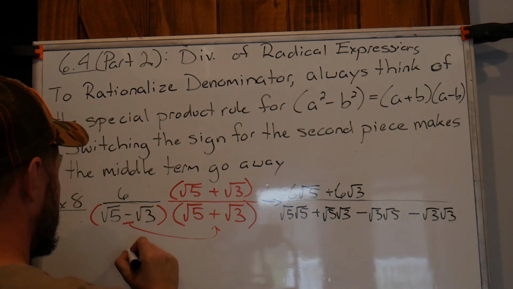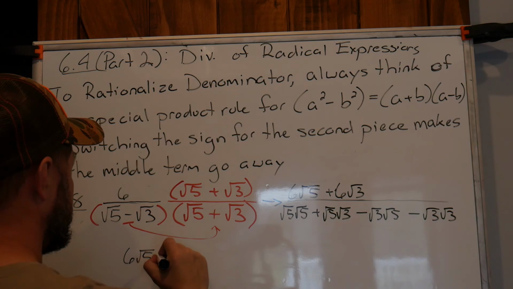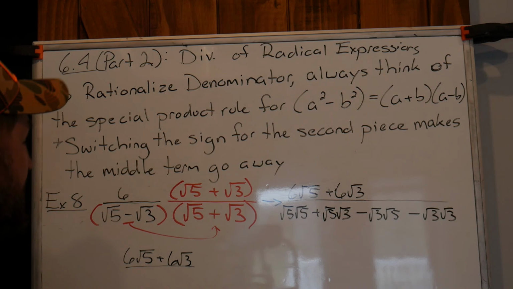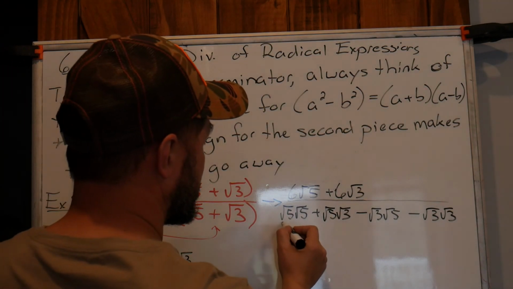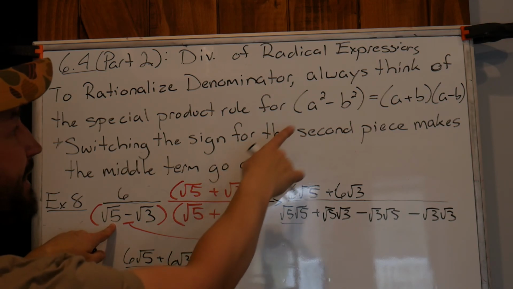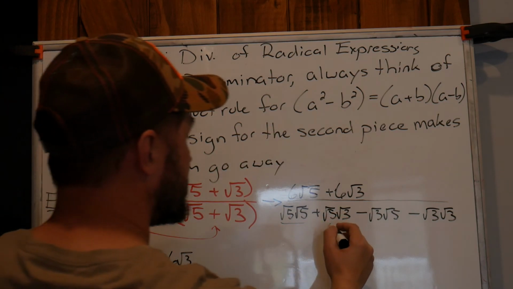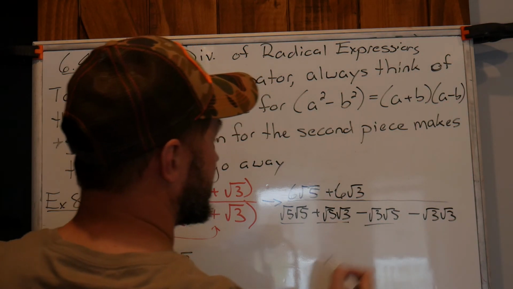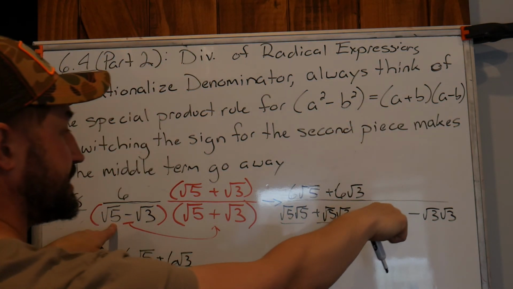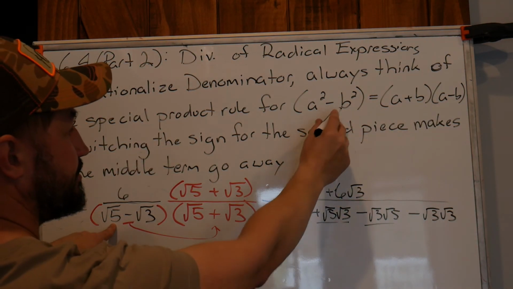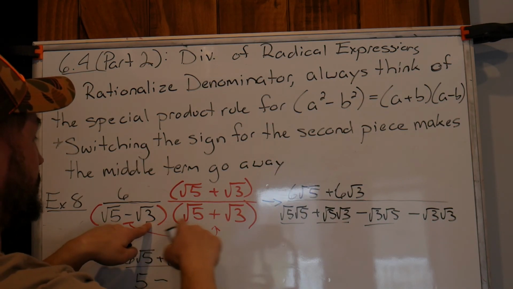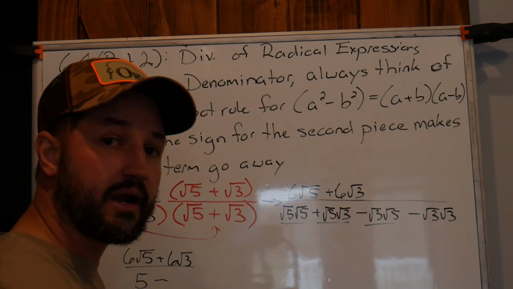So what I end up with, I'll write it over here, 6 square root of 5 plus 6 square root of 3, all over, well, I have 5 here. Square root of 5 times square root of 5 is 5. That would have been thinking square root of 5 squared. A squared is 5. Plus square root of 15 minus square root of 15, gone. And then I know I have a minus y squared or b squared. In this case, my b or my y, whichever one you're using, would be square root of 3. Square root of 3 squared is 3.